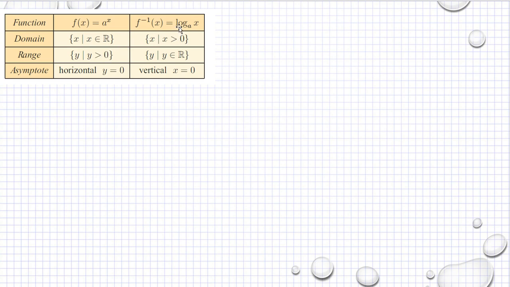Exactly the opposite, or the inverse, for the logarithm of x, we have the domain, we only have x greater than 0, but our range is all real numbers. Asymptotes: for the exponential function it is y is equal to 0, or the horizontal axis, and the inverse, or the logarithm of x, is the vertical axis, or x is equal to 0. Have in mind those properties of the logarithmic functions, and then we will try some examples.